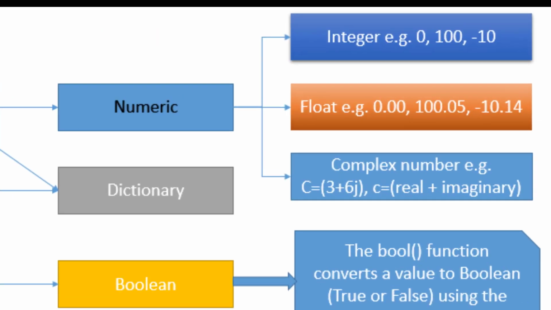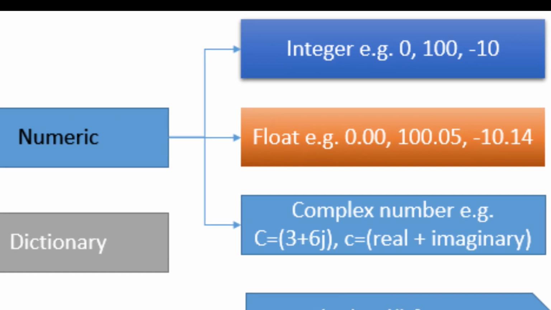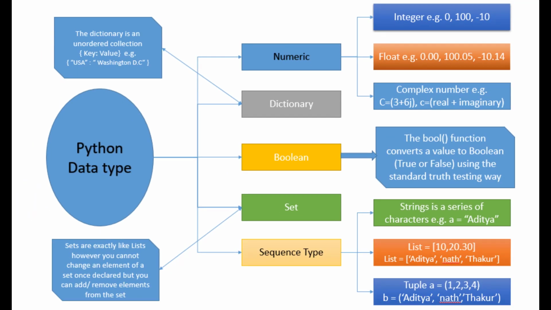Think about numeric. There are 3 different types of numeric data type. The first is called integer. The second is called complex number. And the third one is called float. As you probably already know, these 3 data types are the most commonly used in Python. But they are also used in other languages.